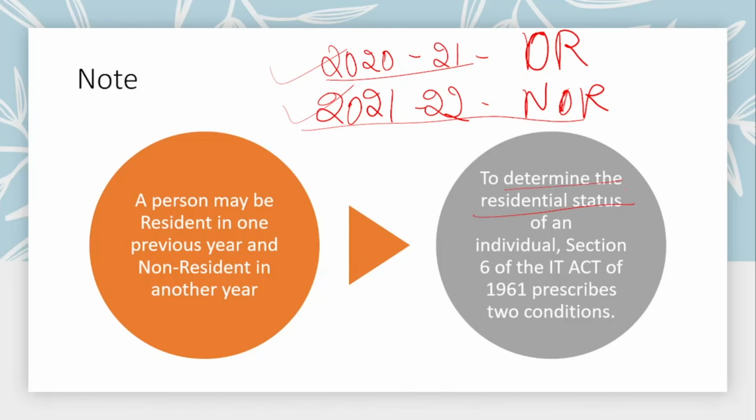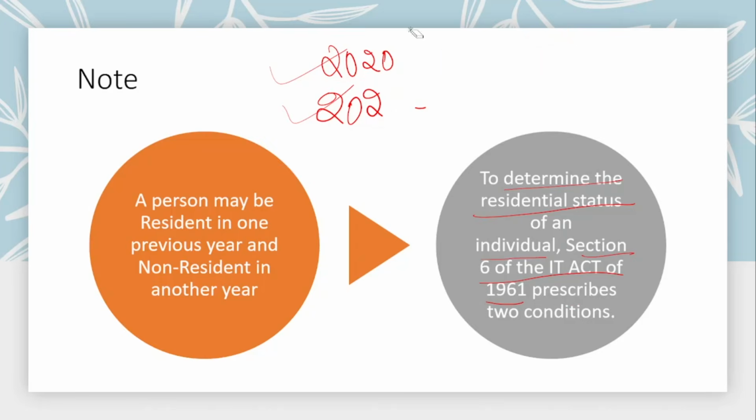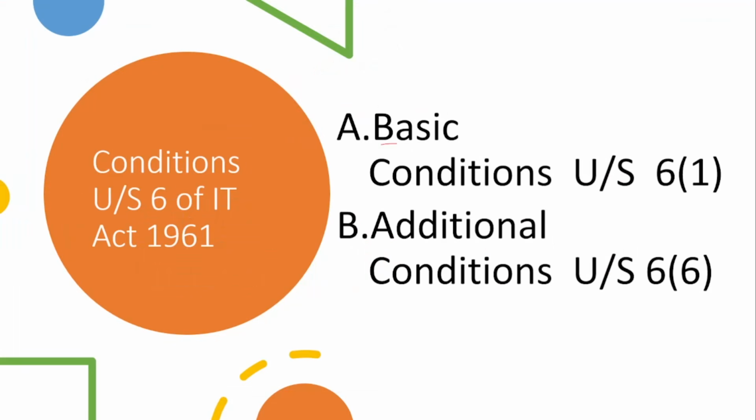To determine the residential status of an individual, Section 6 of the IT Act of 1961 prescribes two conditions. So the IT Act is giving two conditions. So what are those conditions? Let us see. The first one is basic conditions, under section 6, subsection 1. Then additional conditions, under section 6, subsection 6. Based on these two conditions, we will decide the residential status of a person.